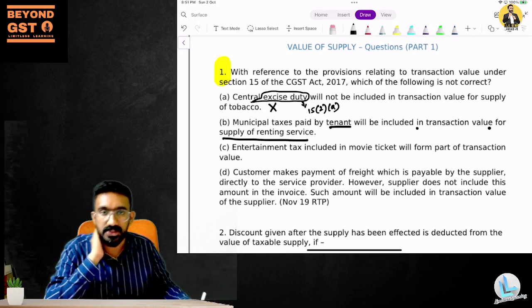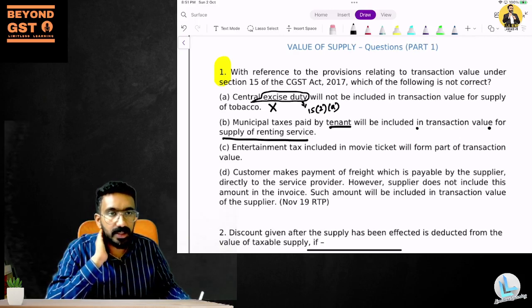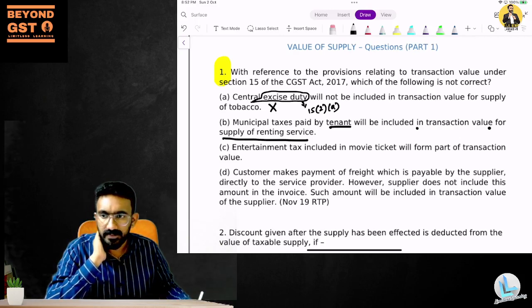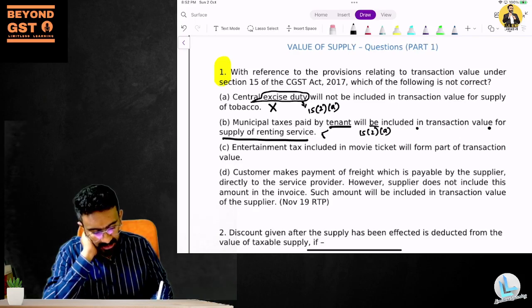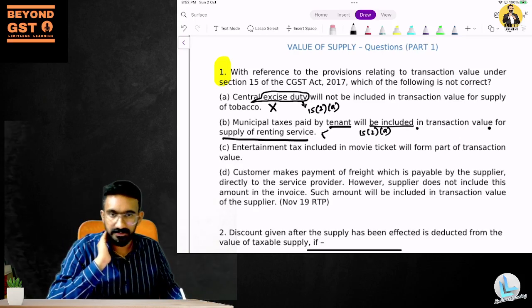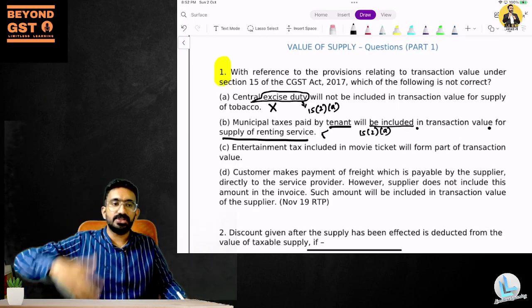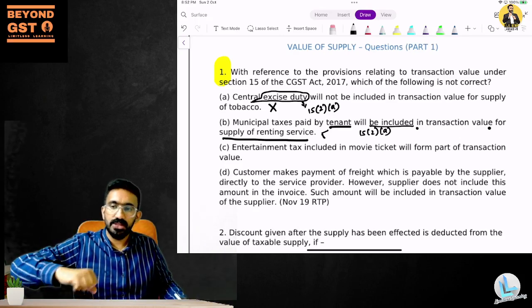Then, municipal taxes paid by tenant will be included in the transaction value for the supply of renting services. Should it be included in the value? Yes, because this is again 15 subsection 2 clause A. So it is included. So the sentence is correct. Any taxes other than GST, if collected from the customer, should be added to the value.